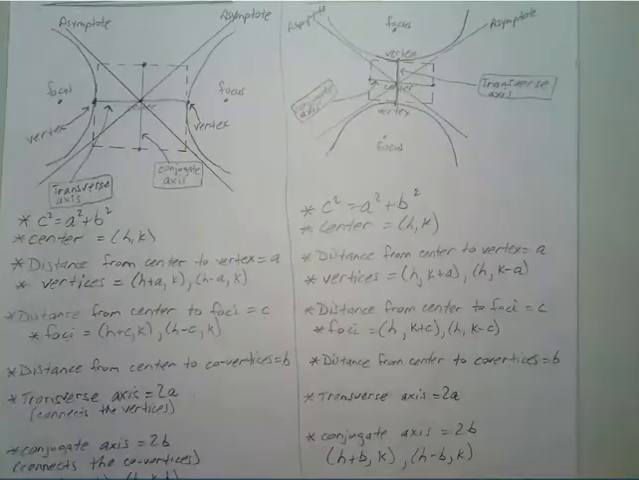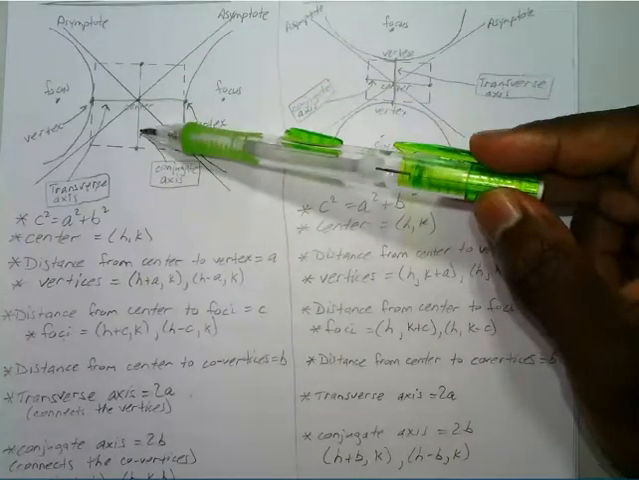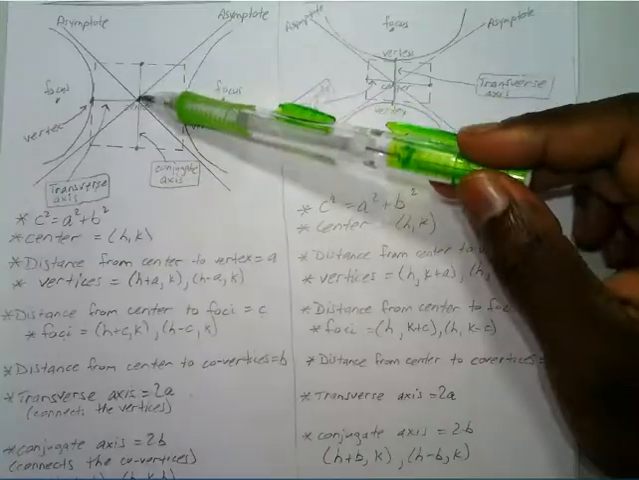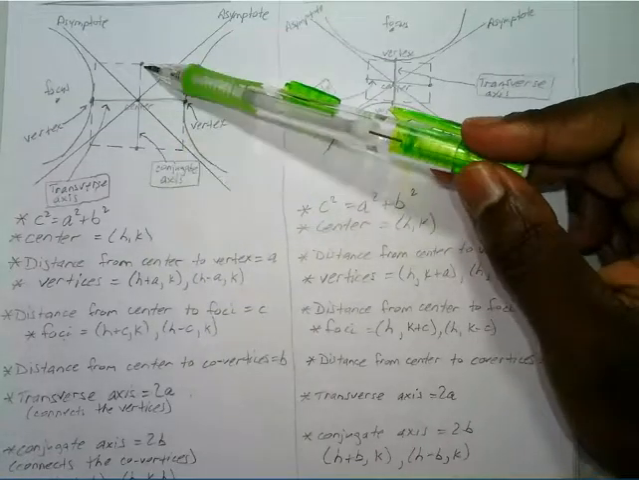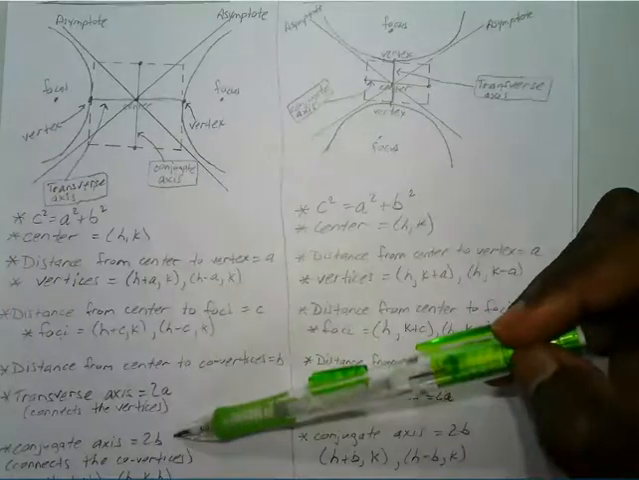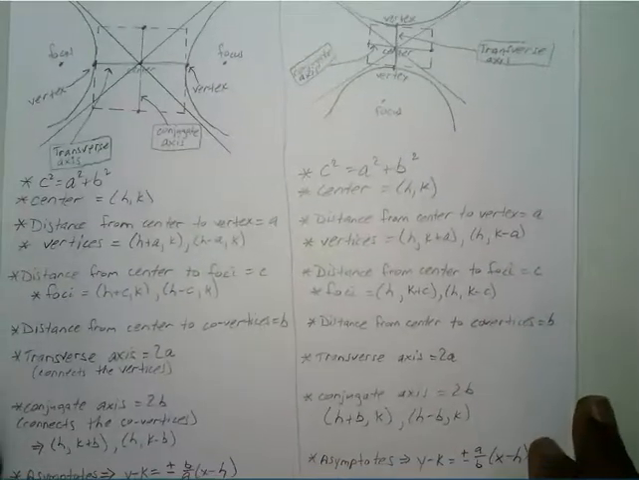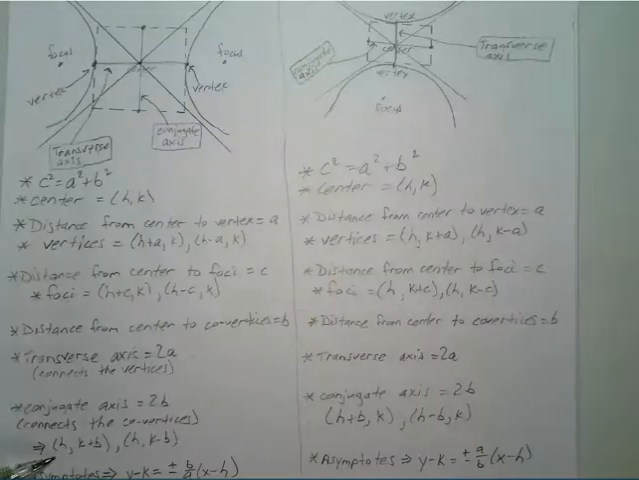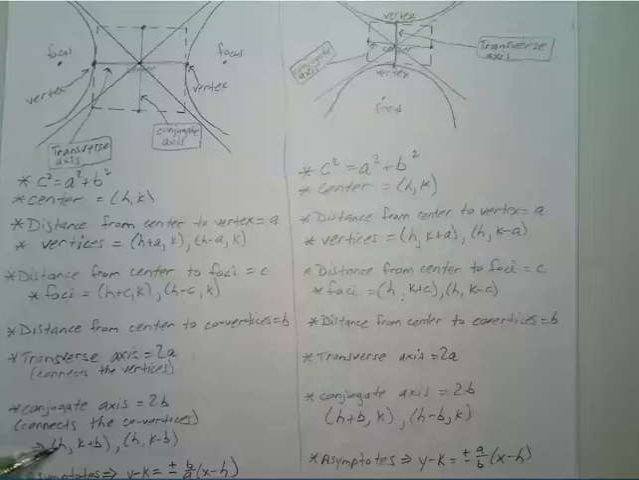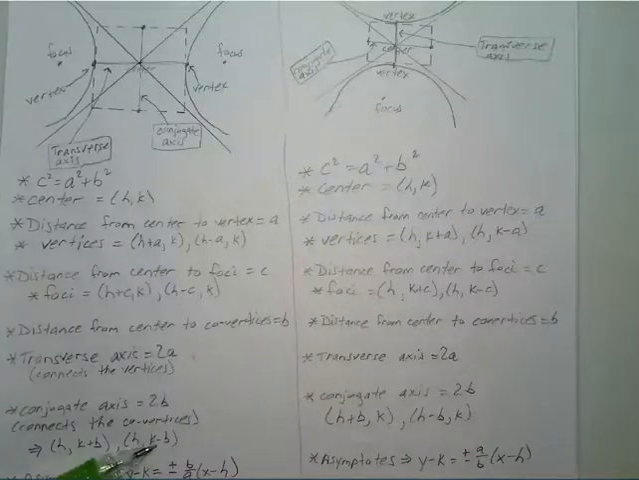Now your conjugate axis connects your co-vertices, which are these two points here. So from the center to this co-vertex is b, center to this one is b, then b plus b will give you 2b, which gives you the length of your conjugate axis. Now to find the points of your conjugate axis, starting from the center, you have (h, k plus b) and (h, k minus b).